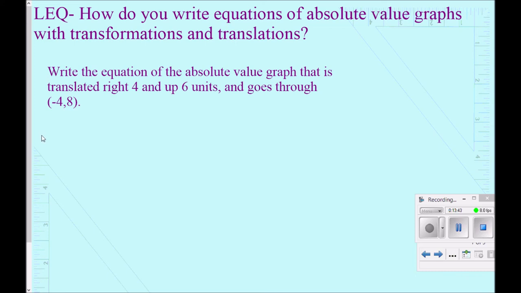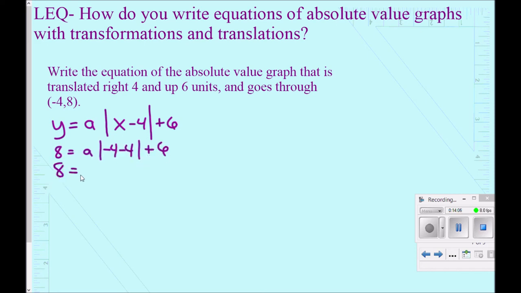So if you're checking your answer now, let's set up the problem. A goes in the front. X, right 4 would be x minus 4, absolute value. Up 6 would be +6. Substituting the coordinate point, 8 is the y, and -4 is the x. The absolute value of -4 minus 4 is the absolute value of -8. The absolute value of -8 is 8, and that's times a, so that's 8a.